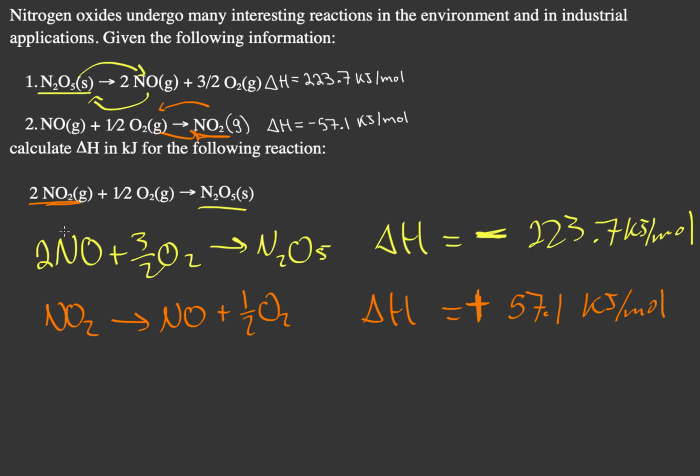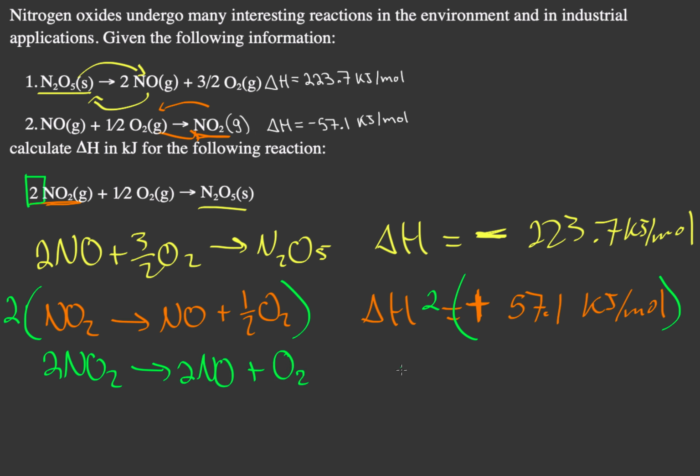Now the thing is, the coefficient for NO2 in our actual reaction is 2, and we only have 1 here. So we have to multiply this whole thing by 2, and that means we also have to multiply this whole thing by 2. So this gives us 2NO2 gives us 2NO plus O2, and the delta H for that will be 114.2 kilojoules per mole. This is positive.